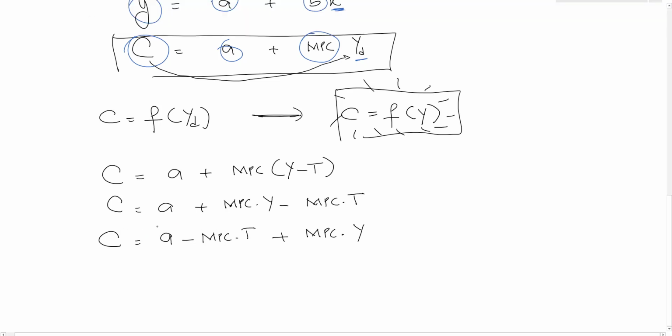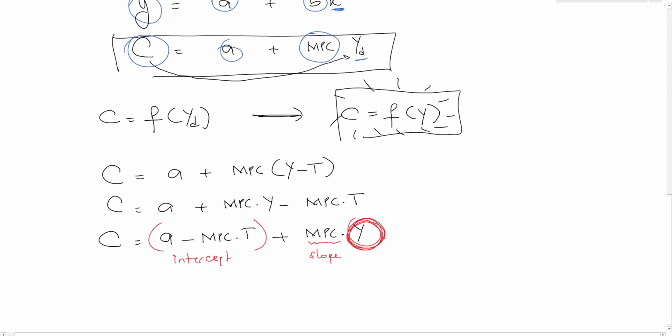So in this function, what we get essentially is this right here, A minus MPC T. This becomes the intercept of our function, okay? And this is still the slope of our function. But now, what we have here is what we're looking for, Y. Remember this, it's much easier to work with Y instead of working with YD.